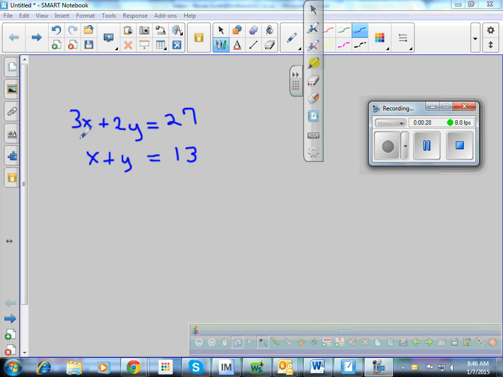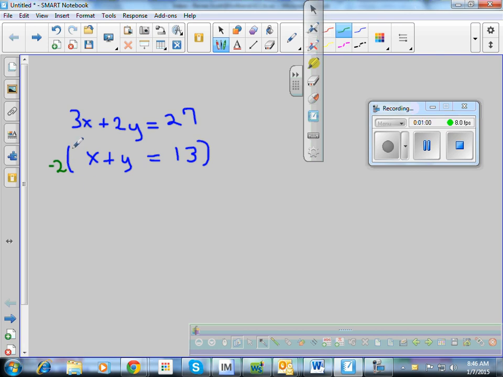So if you look here, you have 3x plus 2y equals 27 and x plus y equals 13. So we have to figure out what we can change in order to eliminate one of the variables, okay? So we can multiply the second one. If we multiply everything by -2, then the y will change to a -2y, thereby you can cancel out the y's.